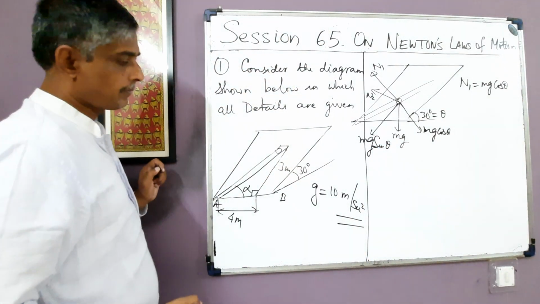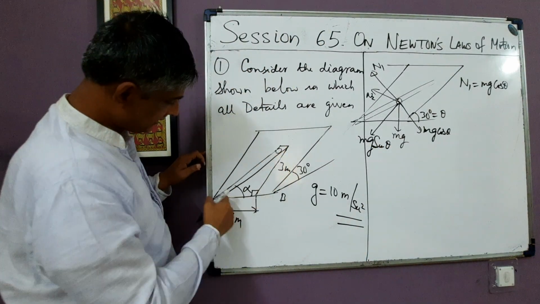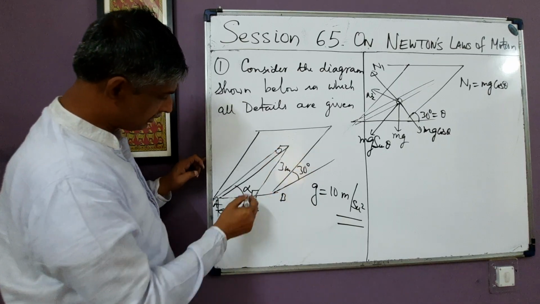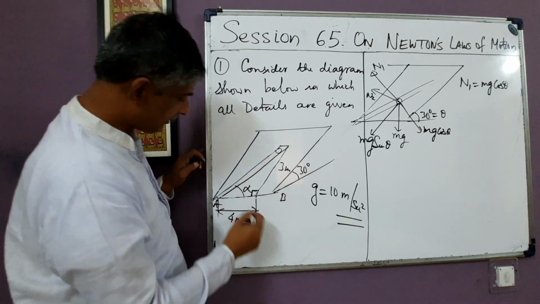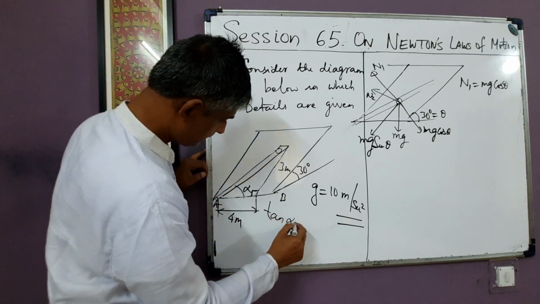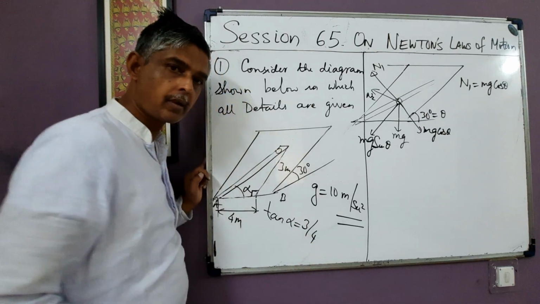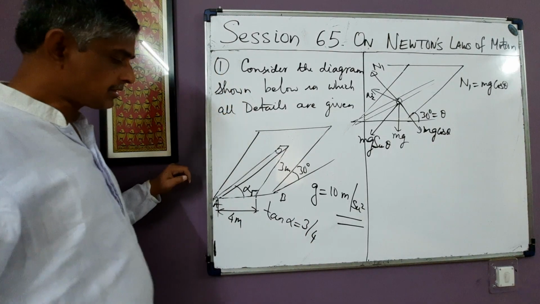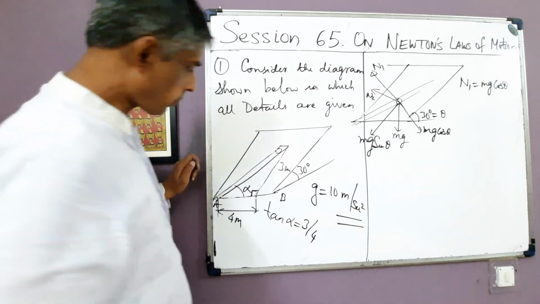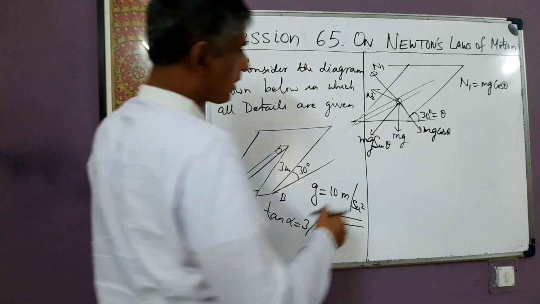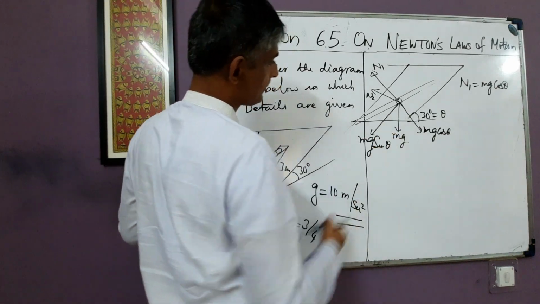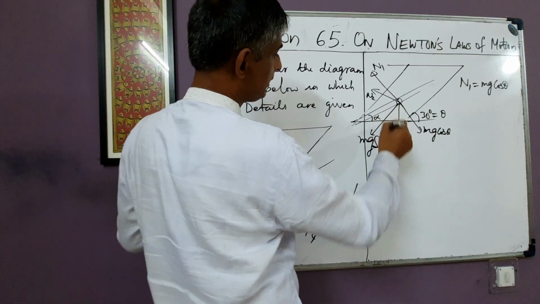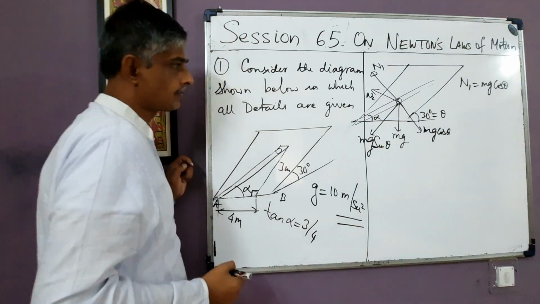Now see, this is a right angle triangle. This is 3 meter, this is 4 meter. So tan alpha becomes 3 by 4 from geometry. Tan alpha is how much? 3 by 4. So this angle is alpha.